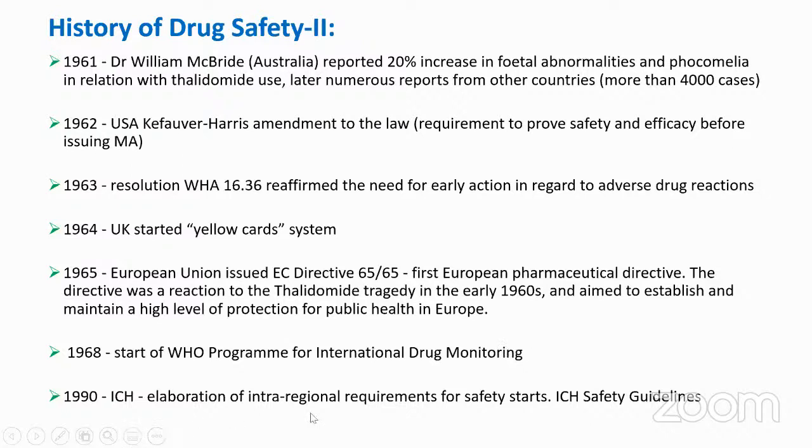In 1990, ICH began the elaboration of intra-regional requirements for safety, the ICH safety guidelines. So intra-regional means within the regional levels, not between them. Before 1990, worldwide there was one center. But after technologies emerged and years passed, individual countries had regulatory bodies which were taking action regarding these areas, and they were collecting adverse drug reactions very actively and submitting them to the FDA. By that, an action will be released on an immediate basis.